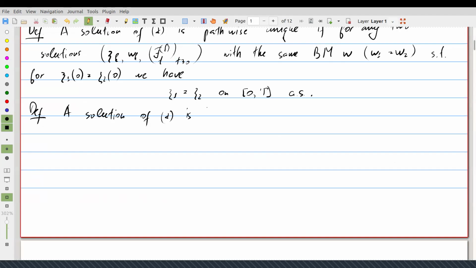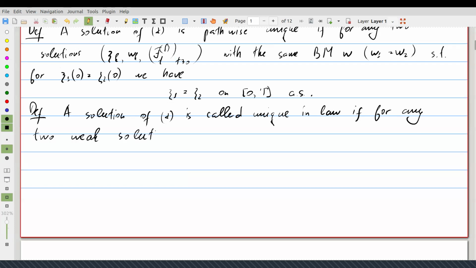And a solution star is called unique in law, or unique in the sense of probability laws, if for any two weak solutions, psi1 and psi2, their distributions, that is, the image of the original probability measure under this mapping, are equal on the space where they actually live.